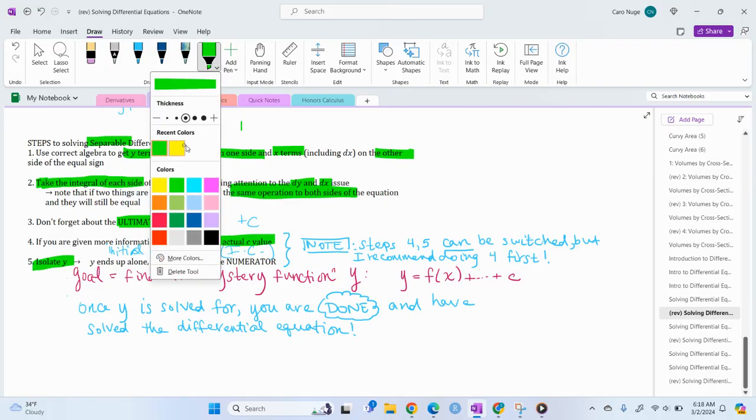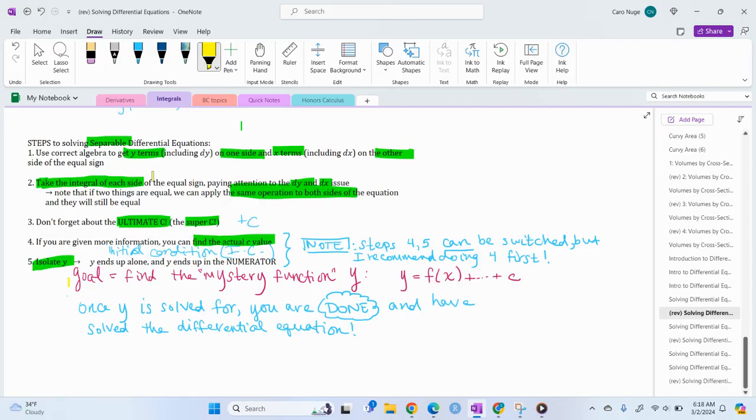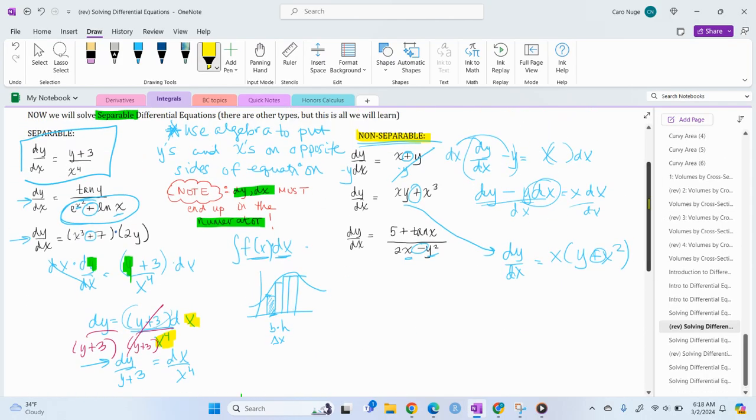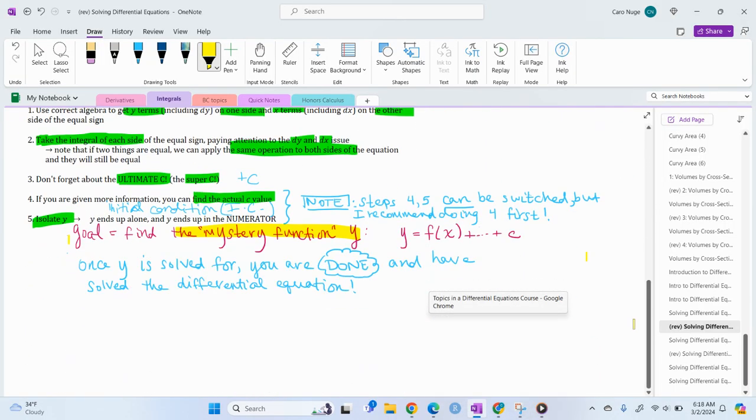You need to remember when you're solving a differential equation, what you're really trying to do is find your mystery function y. You're going to start with dy dx, and you're trying to find just what y equals. So once you've found what y equals, you're done. Like it says here, once y is solved for, you've solved the differential equation.